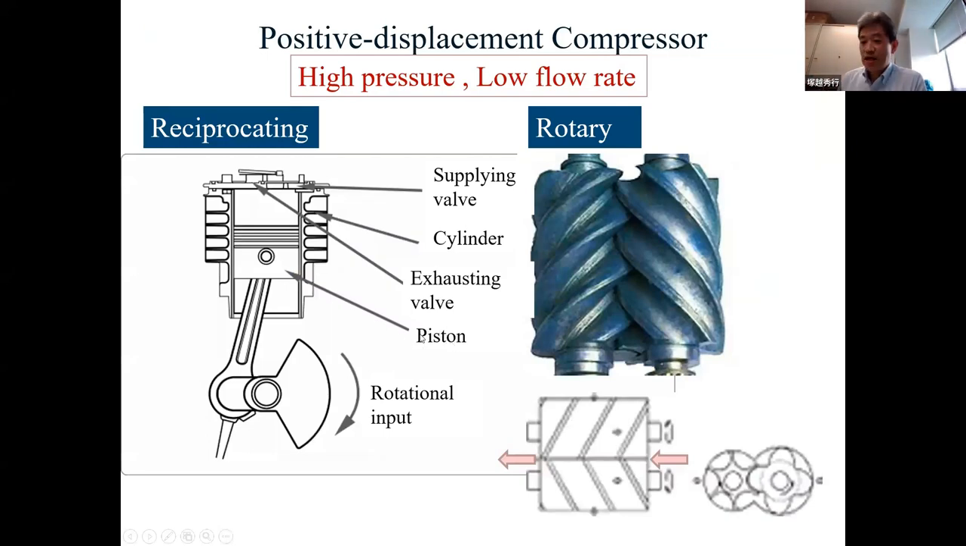This is the case of the compressor using the positive displacement one. And as you see, this is reciprocating, while the cylinder itself is pushed and the air is compressed. And this is a gear type rotary compressor. By rotating the gear, each room is compressed. And the big characteristic of this compressor is that it is easier to generate higher pressure, while the flow rate itself tends to be low.